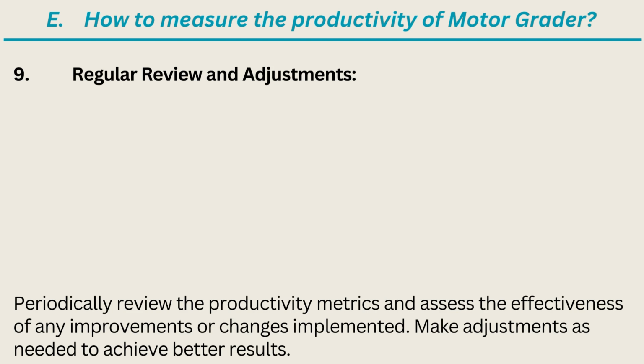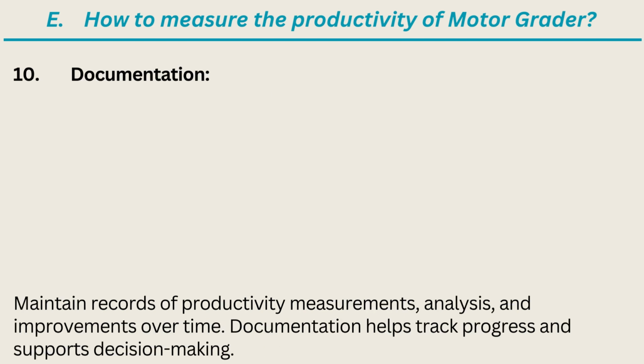9. Regular review and adjustments. Periodically review the productivity metrics and assess the effectiveness of any improvements or changes implemented. Make adjustments as needed to achieve better results. 10. Documentation. Maintain records of productivity measurements, analysis, and improvements over time. Documentation helps track progress and supports decision-making.